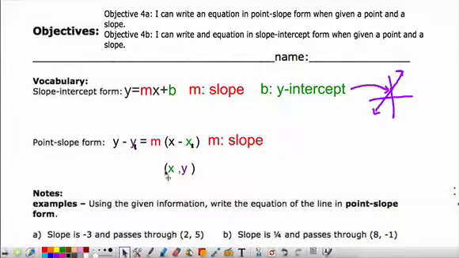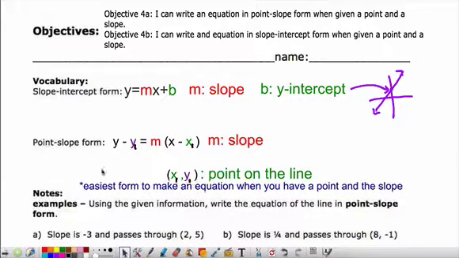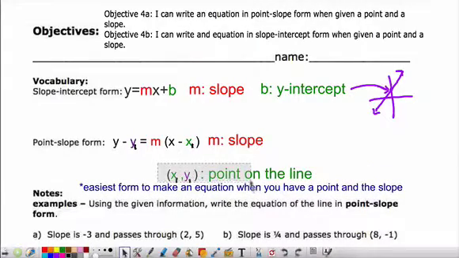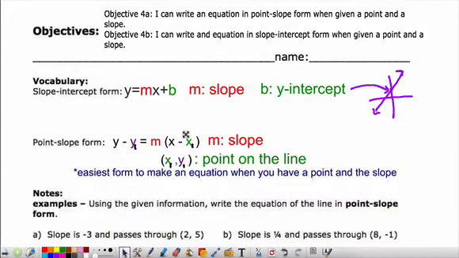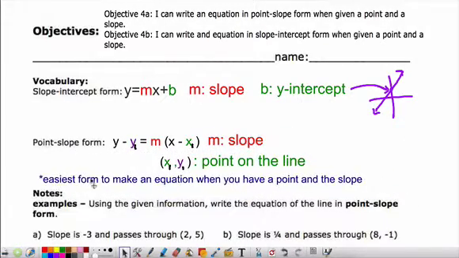And then the y would be whatever this number is here, and the x would be whatever number this is here. So the sub 1, sub 1, that would be a point on your line. That's a point on a line. I'm going to move this up just a little bit. This form is the easiest form to make an equation when you have a point and a slope. That's why it's called point-slope form. You can just plug it in. So let me show you how to do that.